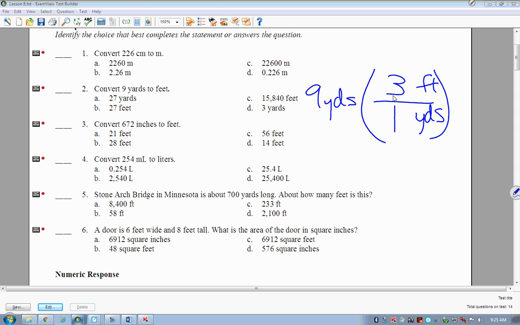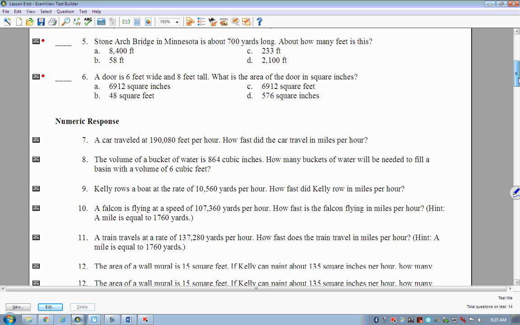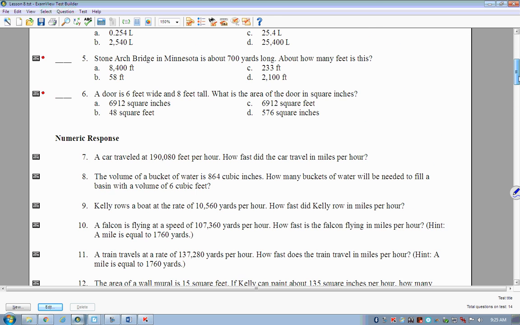All right, so what am I going to do? 9 times 3 divided by 1, so really just 9 times 3. So how many feet are in 9 yards? 27 feet. Okay, does this make sense yet? Okay, have we done this before? Yeah, so I feel like we're good to go. We can do all of this. All right, there's several other questions in there that you can look at.